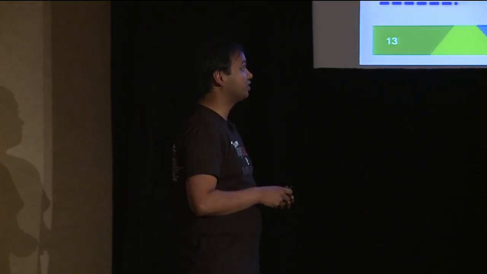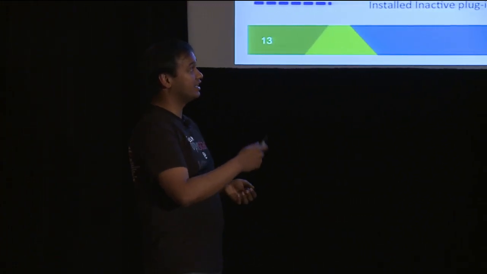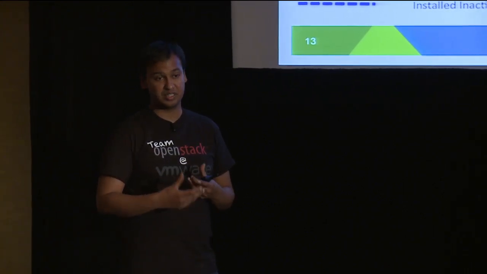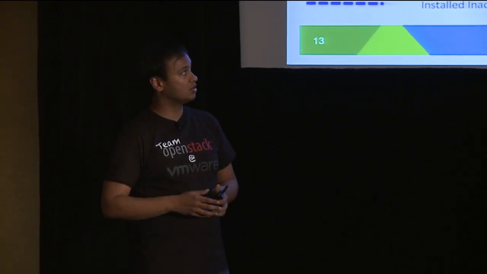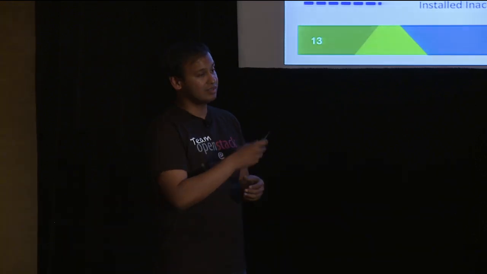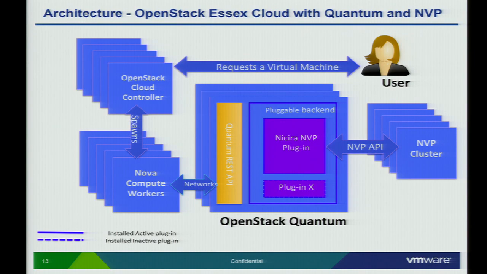As for details, when a request comes in to the Quantum front-end API, it gets delegated to the plugin you're using. In our case, it's the NVP plugin. It goes to the NVP cluster. The NVP cluster is a scale-out distributed system which manages all of the switching elements inside all of the compute hypervisors we have. We have a mixed environment. We use KVM, we use Xen, because we work across everything. So our cloud tries to support as many of them as possible in a single environment.